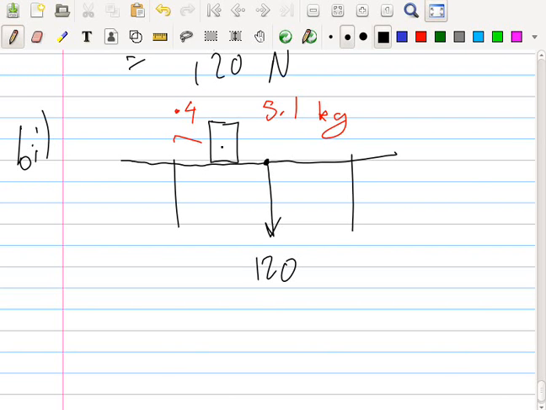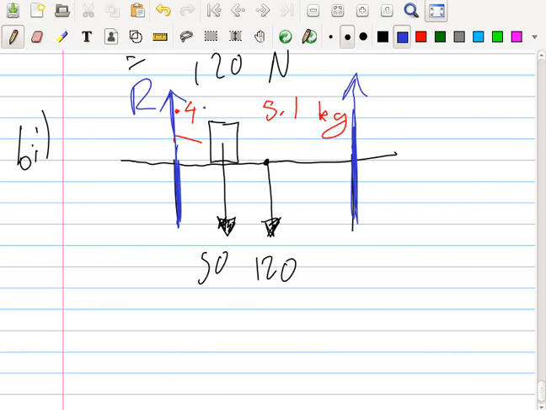And also, do you mind doing 5.1 times 9.8 to get the other weight? It's 50 newtons. Now what are the upward forces? There's a reaction here, and a reaction here. I'll call this R and S.